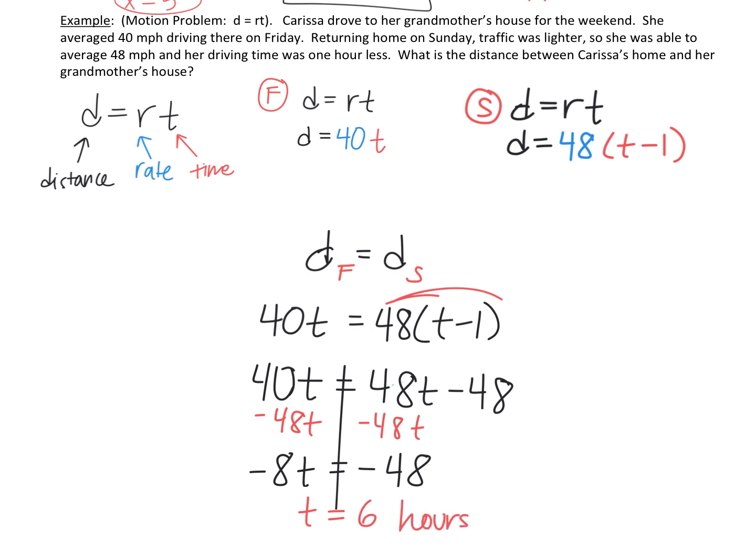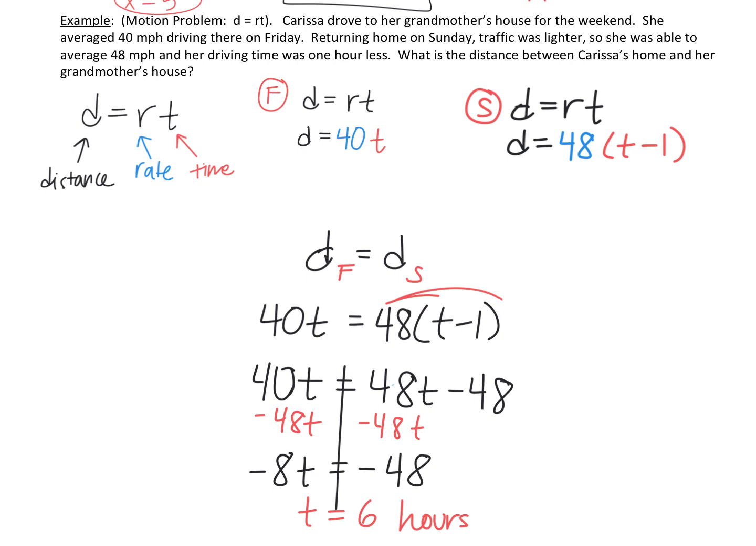Okay, did you answer the question? What is the distance between Carissa's home and her grandmother's house? 6 hours. No, that's not a distance, that's a time. So you need to go back. What do you think I should do with T? Plug it in, just like you've been doing systems of equations since Algebra 1. Does not matter which equation you plug into, you pick your favorite. And personally, I like to pick the one that's easier.